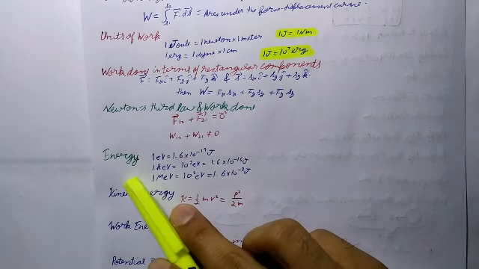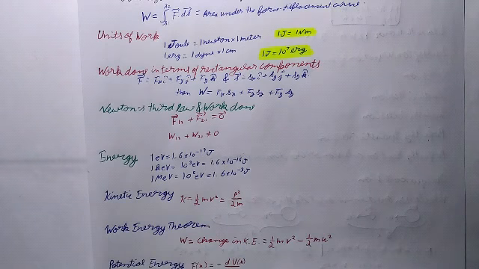Now energy. It is defined as the ability of a body to do work. It is measured by the amount of work that a body can do. It is a scalar quantity. Like work, the SI unit of energy is also joule and the CGS unit is erg.